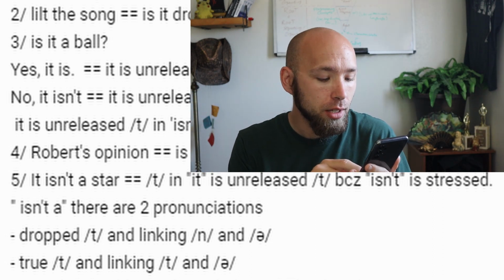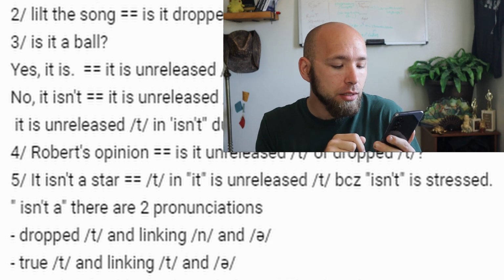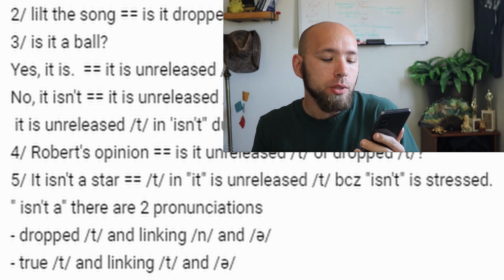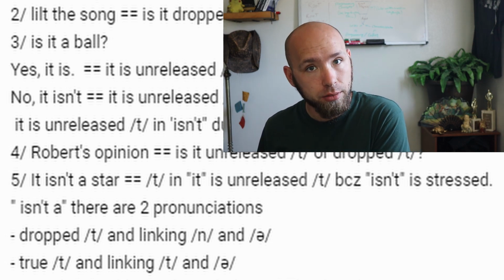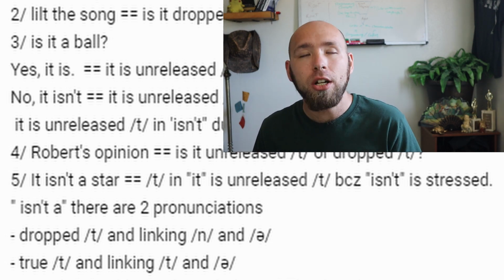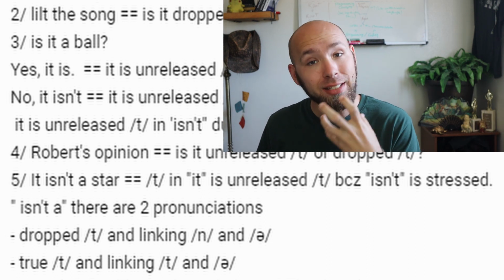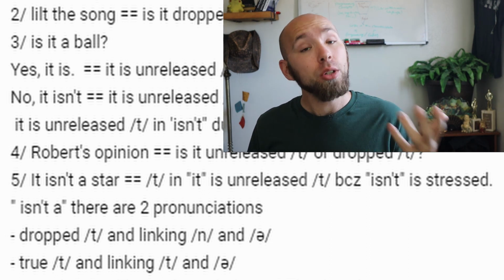That's one possibility, yes. The second is the true T, which I also don't call it the true T. I think that's a stupid term, and linking T. So instead of saying "isn't," you can actually do the T and say "isn't," right? Actually release that T, which here it wouldn't be a strong T, it would be a weak T, but there is a T sound, yes. That's another way to do it. I could also stop the T. I could say "isn't a." "It isn't a star." That's possible. Okay, it can happen. There's no problem with that.